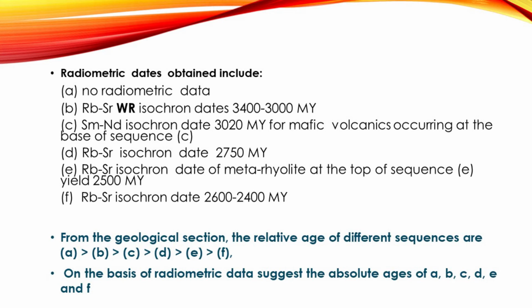So, from the geological section, the relative ages of the different sequences are in the order A more than B, which is more than C, which is more than D, which is more than E, and which is again more than F. So now, on the basis of radiometric data, we have to suggest the absolute ages of A, B, C, D, E, and F.